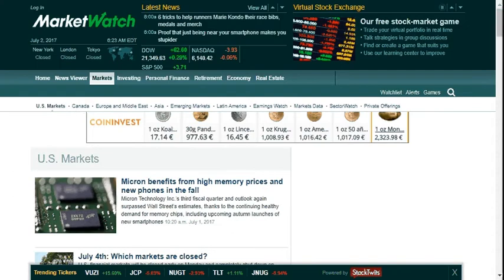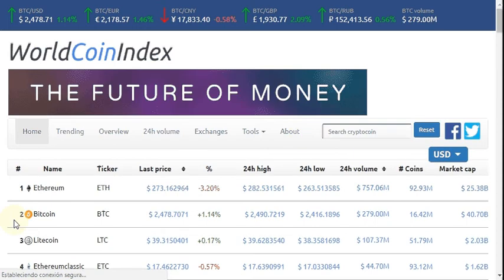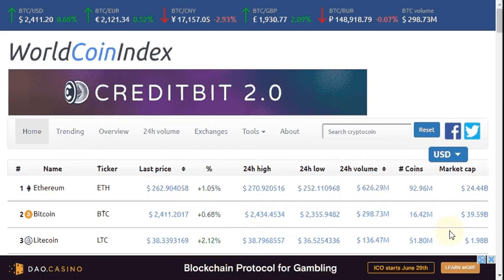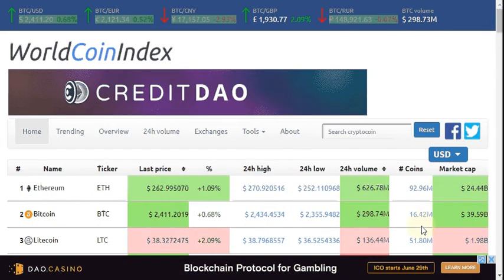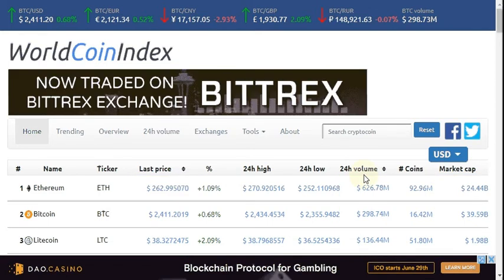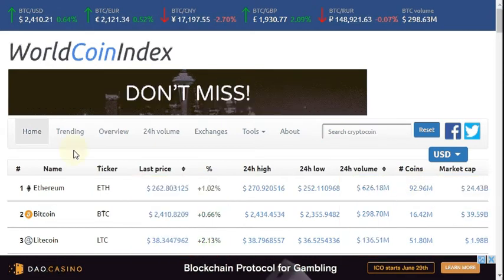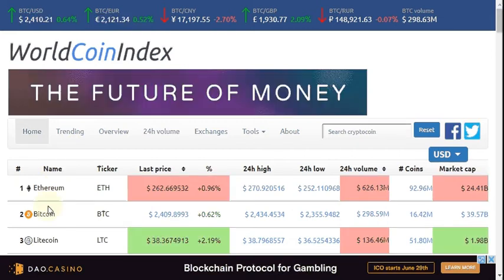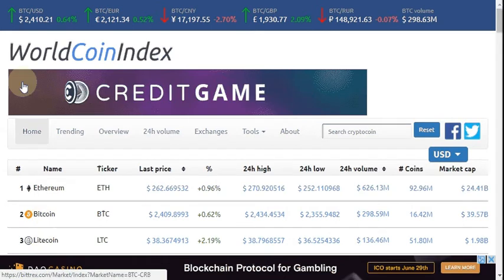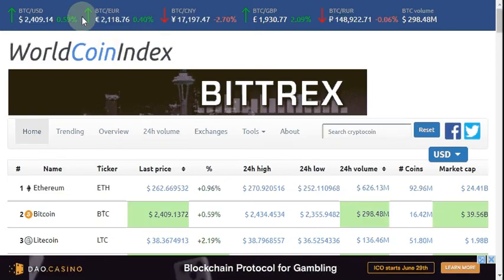So now let's see some news on the cryptocurrency side. You see Ethereum still high, now surpasses Bitcoin, and here you see the price, the volume, and the number of coins available. The top three cryptocurrencies are number 1 Ethereum, number 2 Bitcoin, and the third is Litecoin. This page is the World Coin Index, so check it out, and that's it.